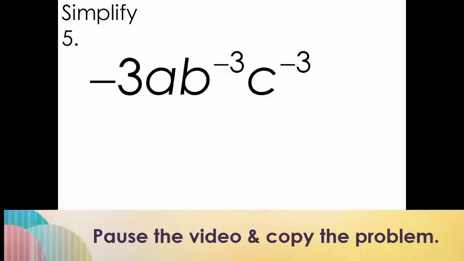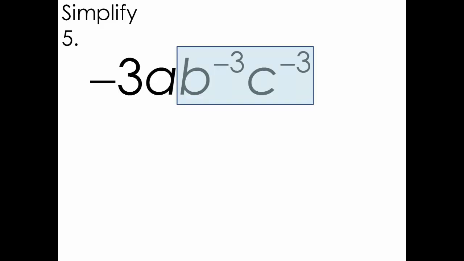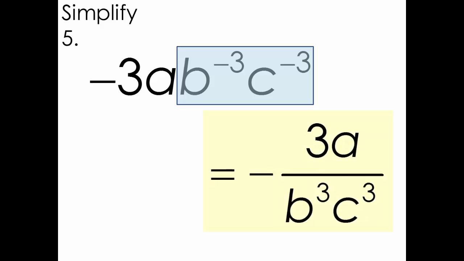Copy example 5 down. Anything that has a negative exponent gets moved to the other part of the fraction. These both have negative exponents, so we must move them into the denominator. The 3 stays where it is because it doesn't have a negative exponent.